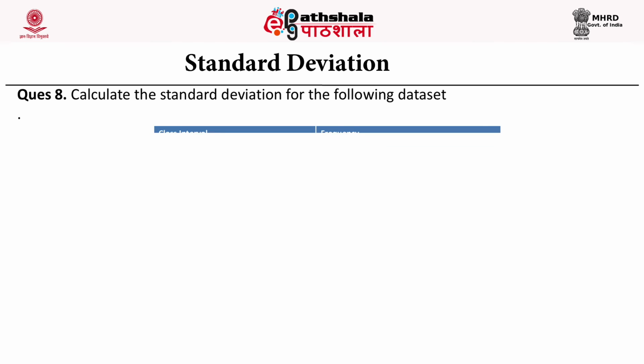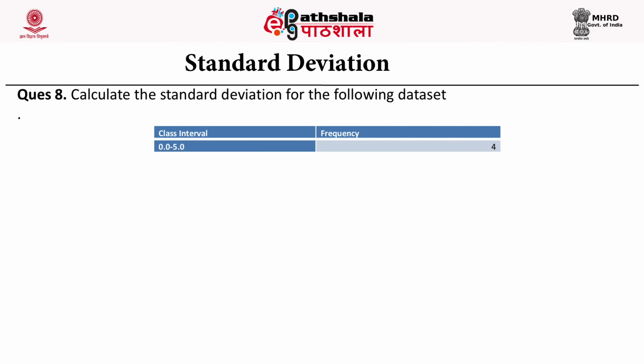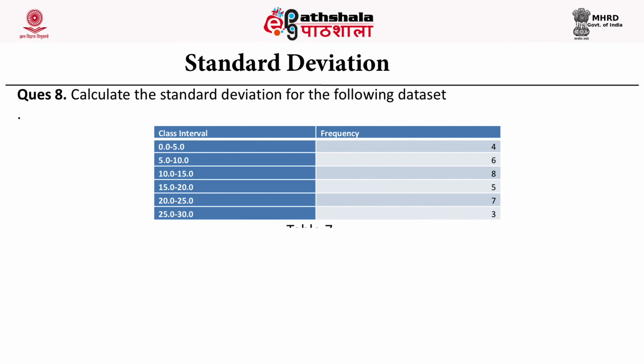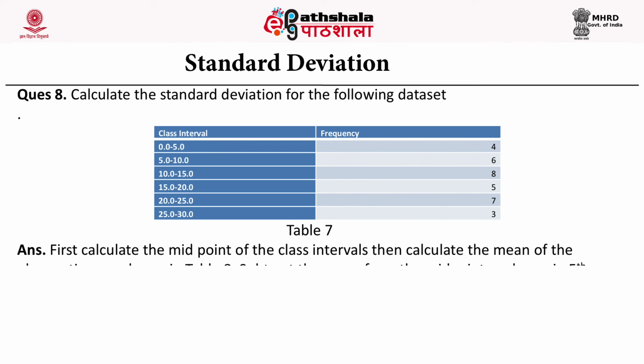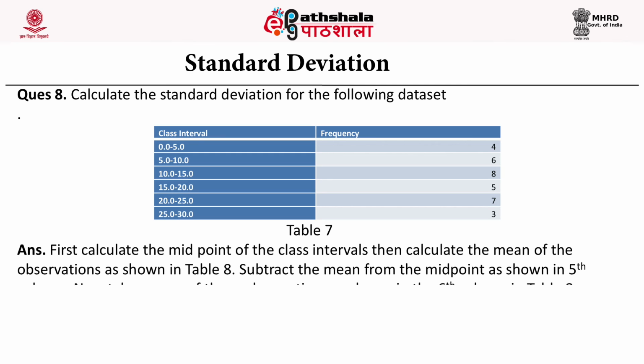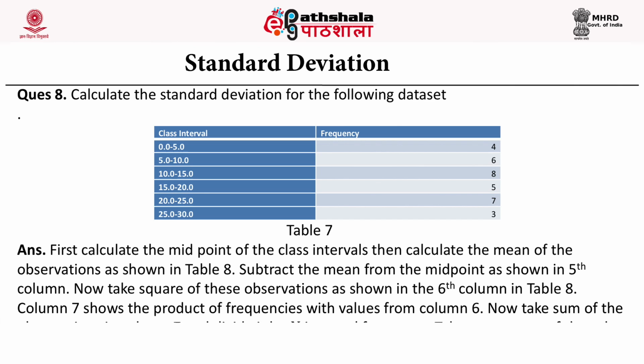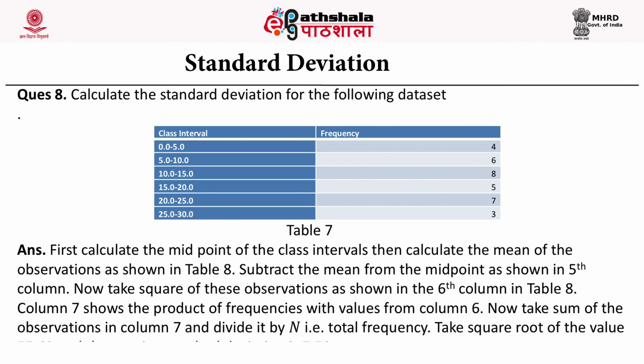So now we will solve the standard deviation for grouped frequency data. For that, first calculate the midpoint of each class interval, then calculate the mean of the observations as shown in table number 8. Subtract the mean from the midpoints as shown in the fifth column. Now take the square of these values as shown in the sixth column in table 8. Column 7 shows the product of frequencies with values from column 6. Now take the sum of column 7 and divide it by capital N, the total frequency. Take the square root of the value, which comes out to be 57.62, and the required standard deviation is 7.59.